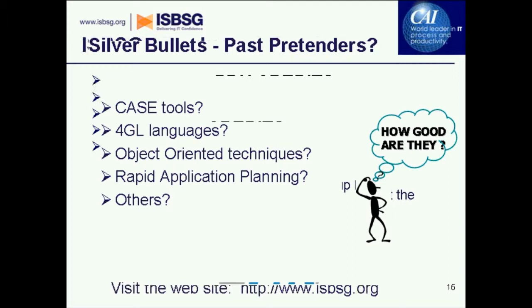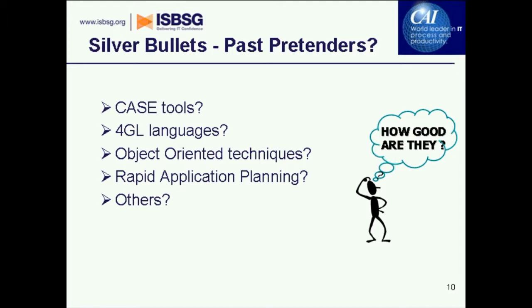So what were the silver bullets of the past? Who were the past pretenders? I guess CASE tools, 4GL languages, object-oriented, rapid application planning, perhaps nowadays agile. We're always looking for something that's going to be several times more productive than we are currently. And to date, we don't seem to have found the actual silver bullet. So we seem to be looking for speed, or are we looking for incremental delivery or quality, for example, with Agile?